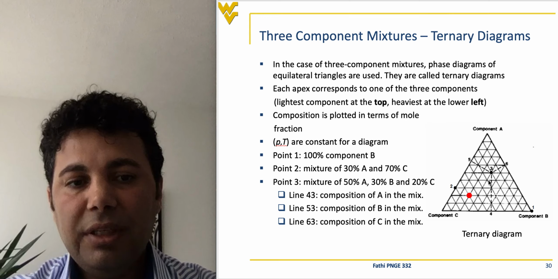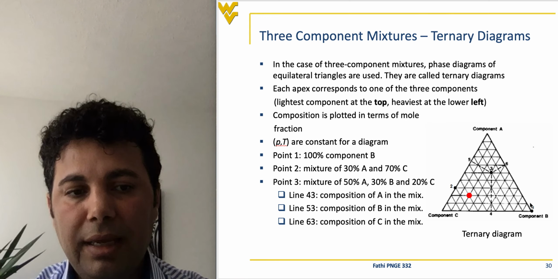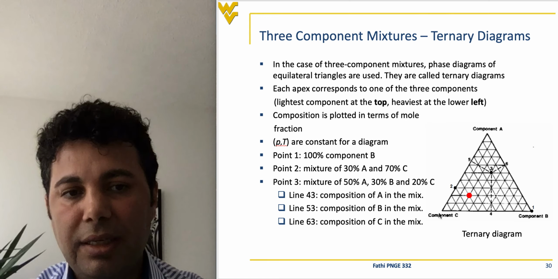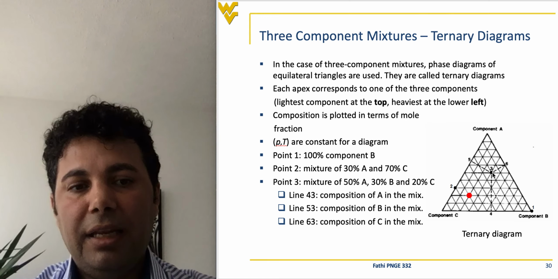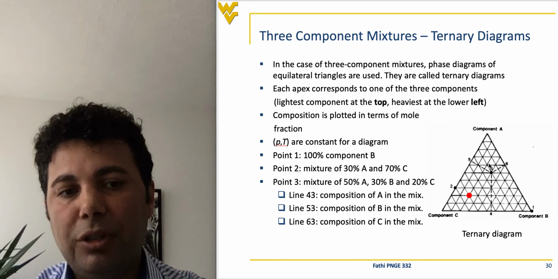For the rest of the areas, if I'm looking at this lateral, A, B, I have only a mixture of two components, A and B. On this lateral, I just have a mixture of components A and C. And on this lateral, I just have a mixture of components B and C, okay? And if I'm somewhere in between, then I have a mixture of three components.